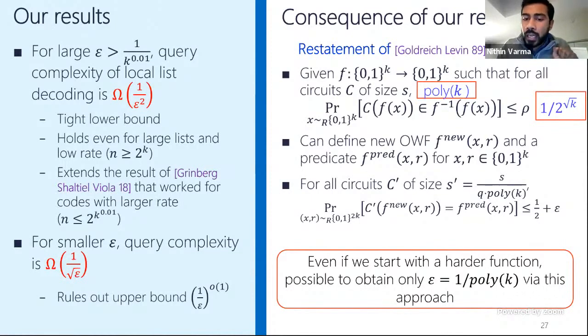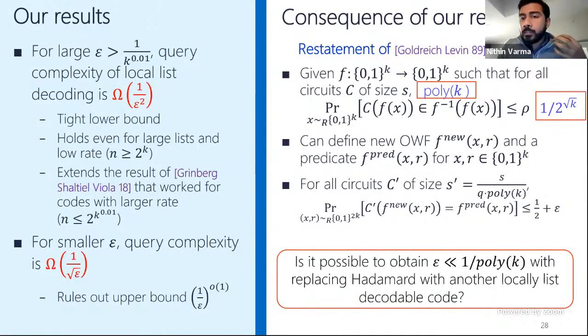this is all that Goldreich-Levin can give you. And the first question we ask based on these results is whether it is possible to obtain a much stronger hardcore predicate, maybe by replacing Hadamard with another locally list decodable code. And so we prove that no, it is not possible. And the proof is an extension of the proof for the small epsilon case.